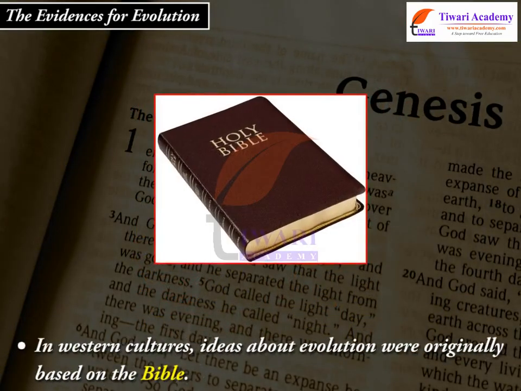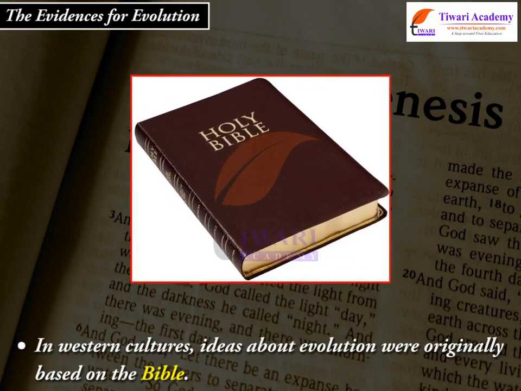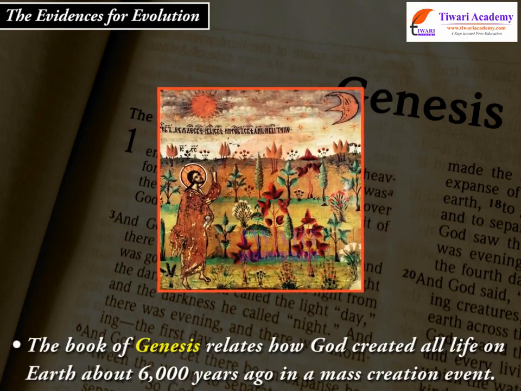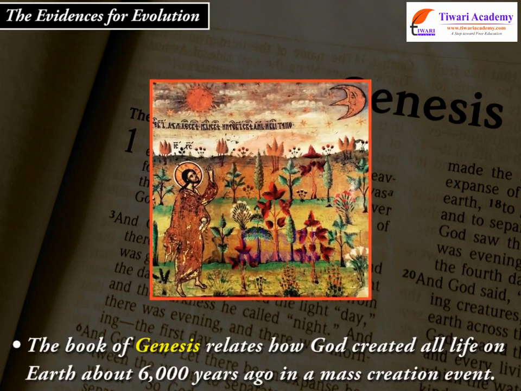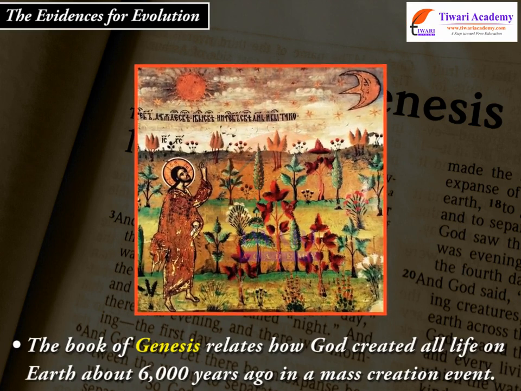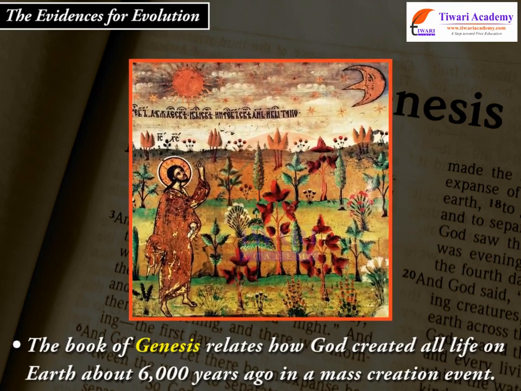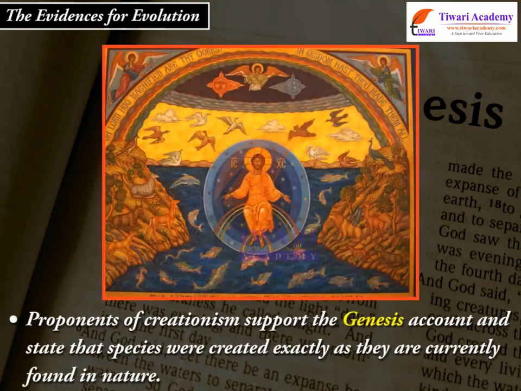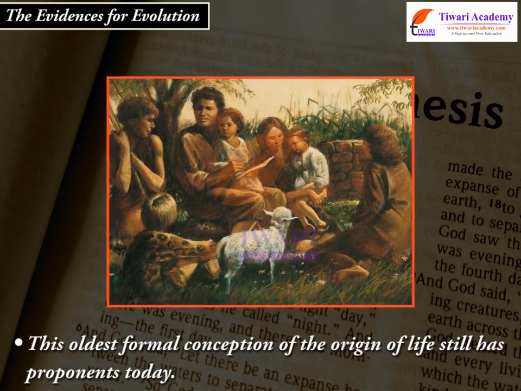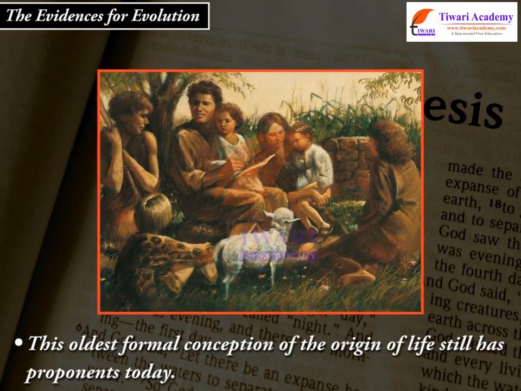In Western cultures, ideas about evolution were originally based on the Bible. The book of Genesis relates how God created all life on earth about 6,000 years ago in a mass creation event. Proponents of creationism support the Genesis account and state that species were created exactly as they are currently found in nature. This oldest formal conception of the origin of life still has proponents today.